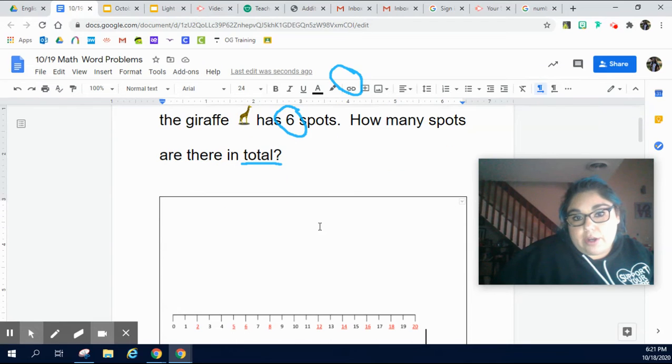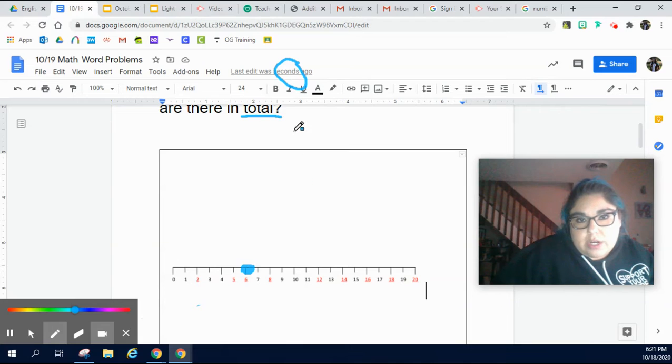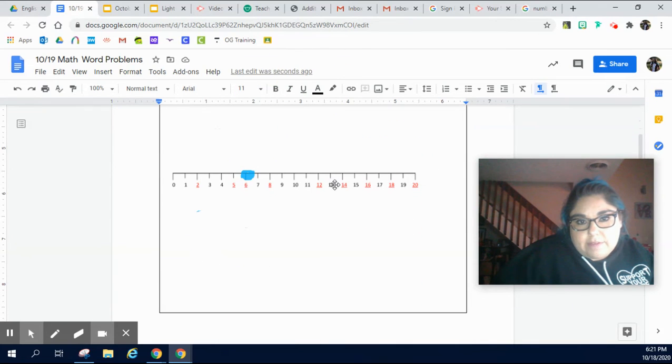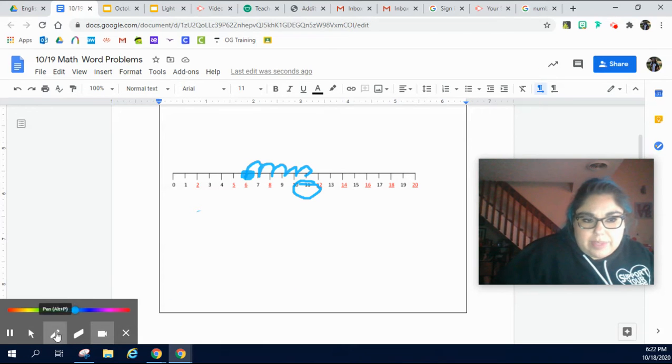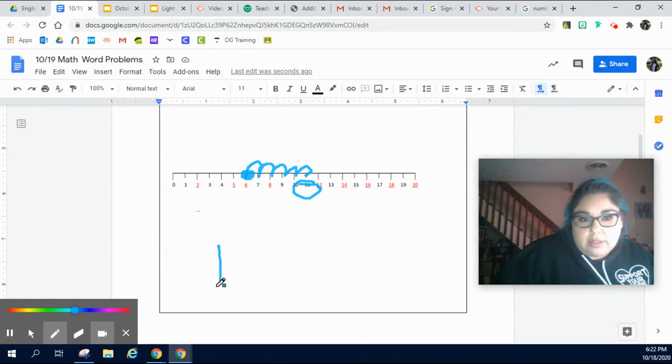Well, I'm going to start with my bigger number. I'm going to draw my dot on 6, right? And then, because we start at the bigger number, it says to go up 5. So I'm going to go over 5. 1, 2, 3, 4, 5. So I jumped 5 times. I'm going to circle the 11. And then it's not just 11, right? It's 11 spots. So what I'm going to write here is 11 spots.